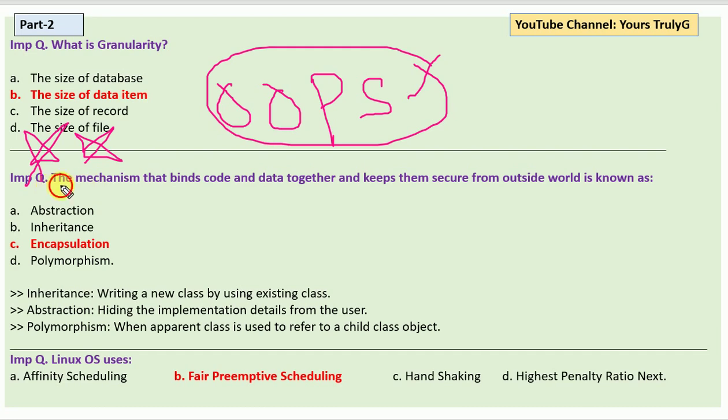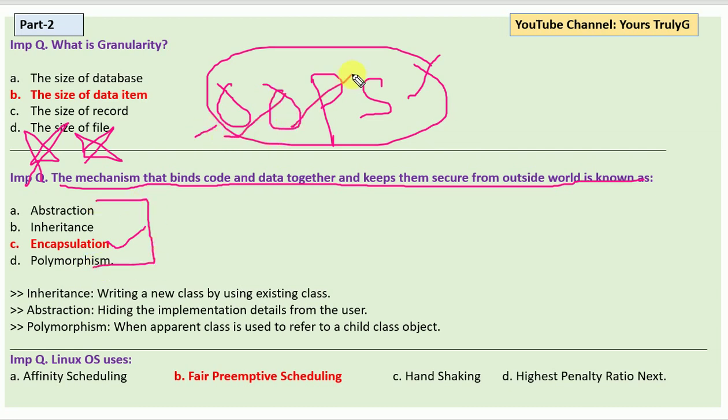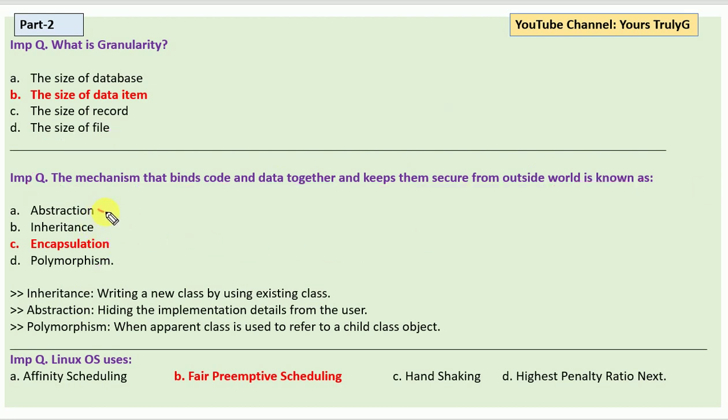The question is: the mechanism that binds code and data together and keeps them secure from the outside world is known as what? Encapsulation. So you have to understand that there are four basic things involved in the OOPS concept, object oriented programming: abstraction, inheritance, encapsulation, and polymorphism. Let's discuss them in a short way, because time does not allow us to elaborate on all these terms.